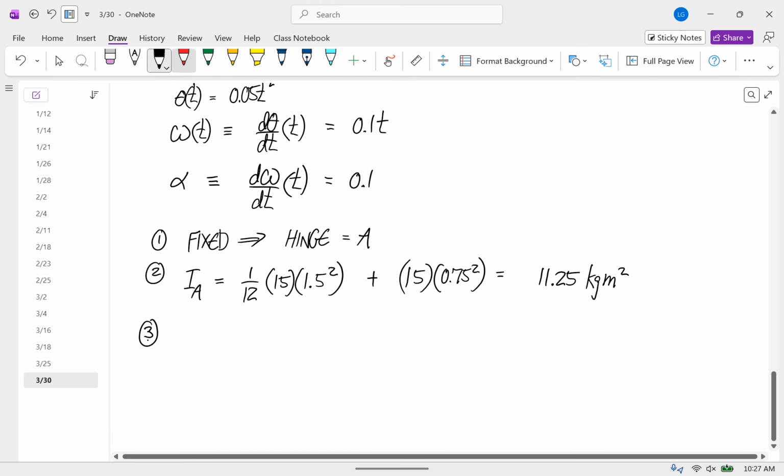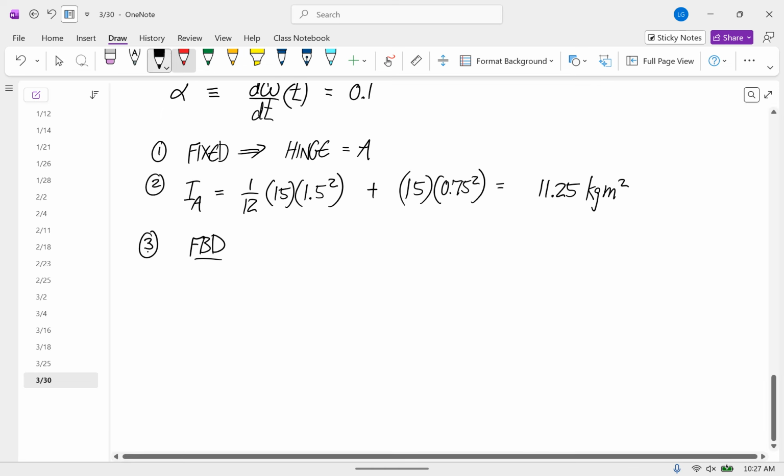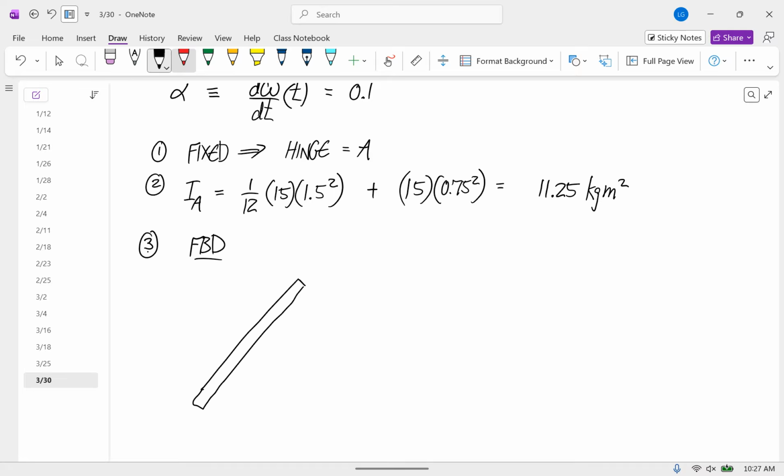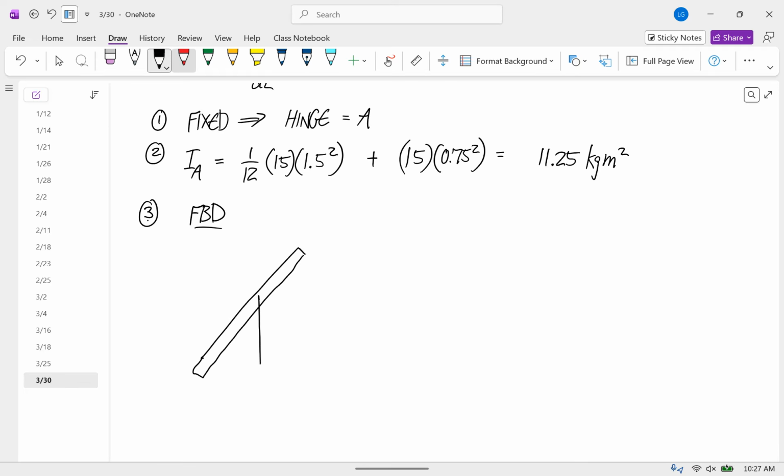What's the third step? Free body diagram. Okay, so I'm going to just do it at the same instant that it's drawn, but this free body diagram is meant to represent any instant. So we have a weight force down of 15 times 9.81, so that's 147.15. And we have a reaction force that we don't know, so that's a fully unknown vector R.